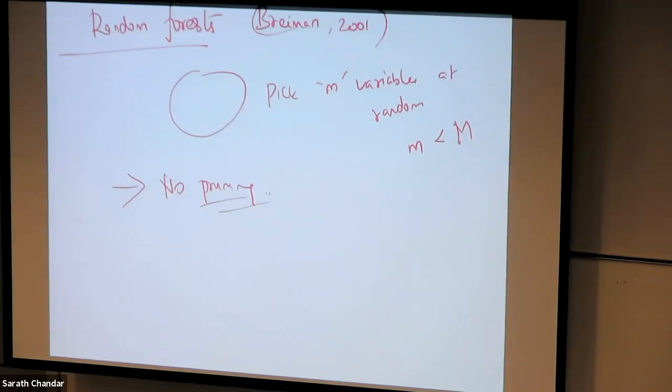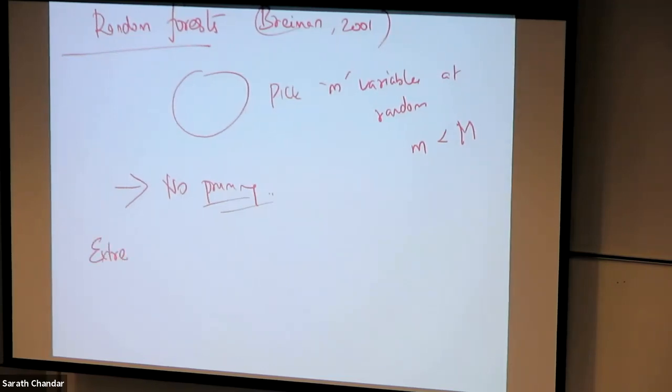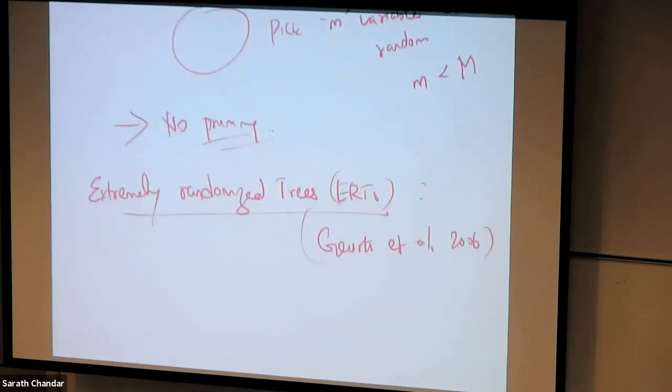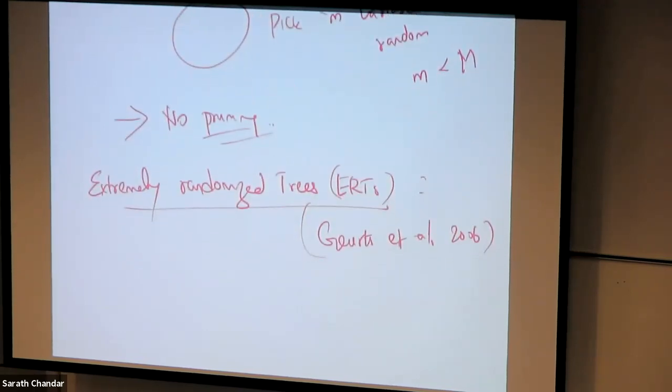Now there is another variation of random forest which has even more variety, which is the idea of extremely randomized trees, or ERTs. This is Geurts et al., 2006. You see that people were not so crazy 20 years back. Every major algorithm came after 5 years. Nowadays, every major algorithm comes after 5 or 6 weeks.